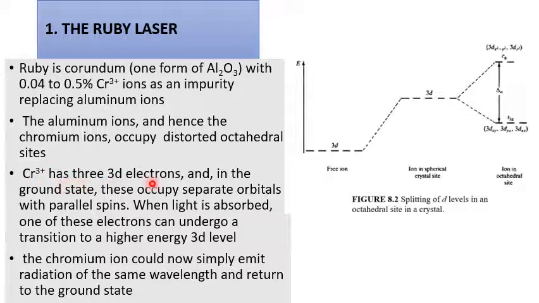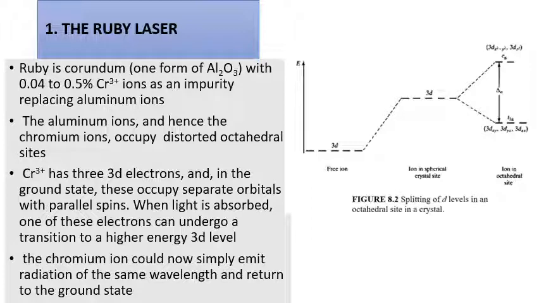The chromium ion has 3d electrons, and in the ground state these occupy separate orbitals with parallel spins. Like this, 3d electrons: one electron here, one here, one here, present in separate orbitals and with parallel spins. When light is absorbed, one of these electrons can undergo a transition to a high energy 3d level. Here is shown the splitting of the d level in an octahedral site in a crystal.